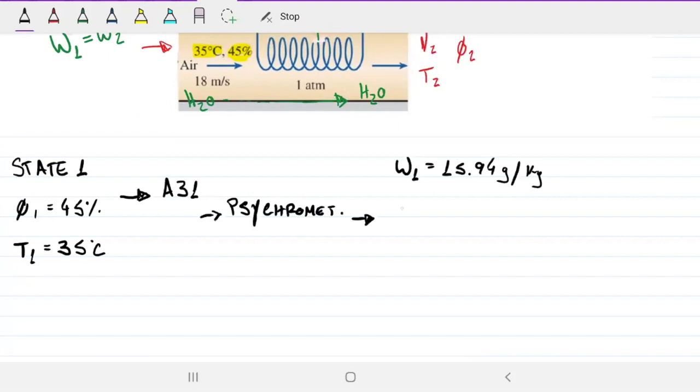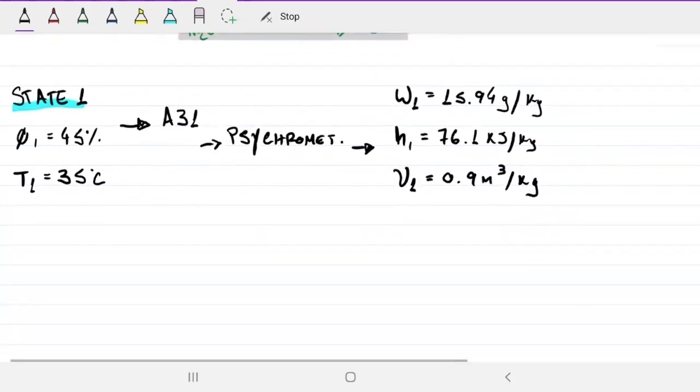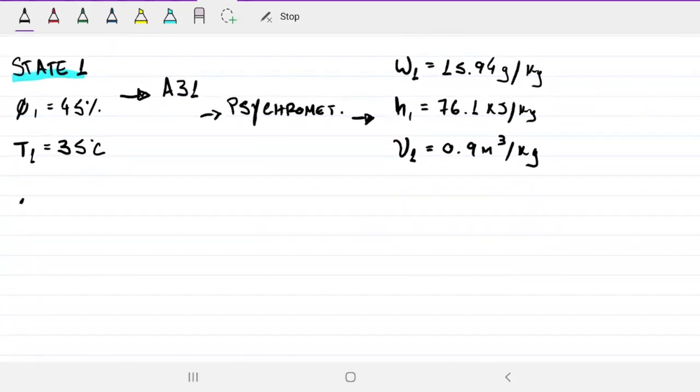We also have the enthalpy, what was it? 76.1 joules per kilogram. We also have a specific volume, 0.89 meters cubed per kilogram. That's the only thing that we need. You can also grab the dew point, or the wet bulb temperature if you want to, but you don't need it. Right, so we have state 1 completely defined, and now we can try state 2, because we know a couple of things about state 2.